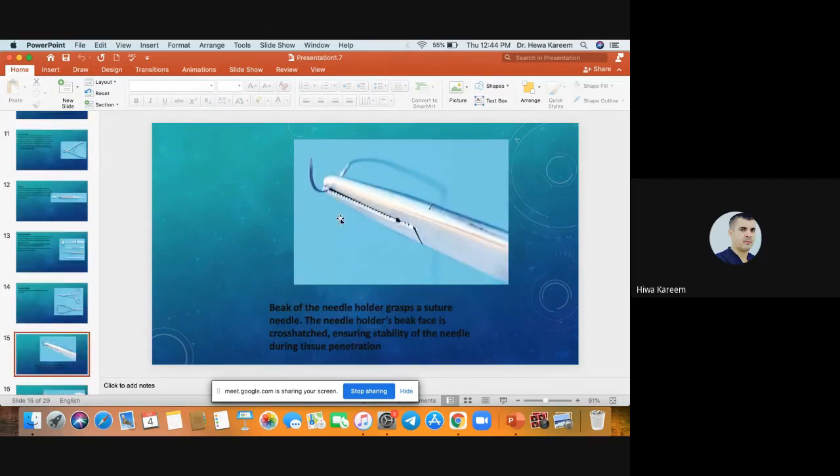This is the peak of the needle holder. It grasps the needle of the suture. The needle holder peak face is cross-hatched, ensuring stability of the needle during tissue penetration.